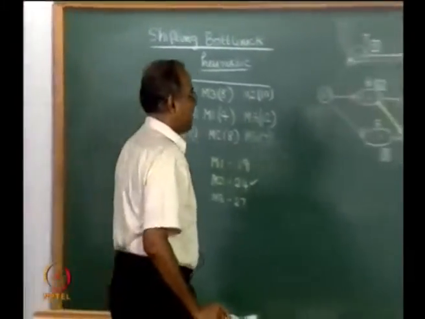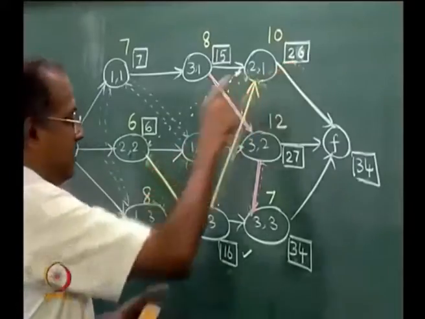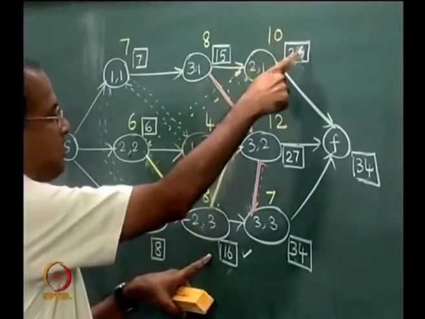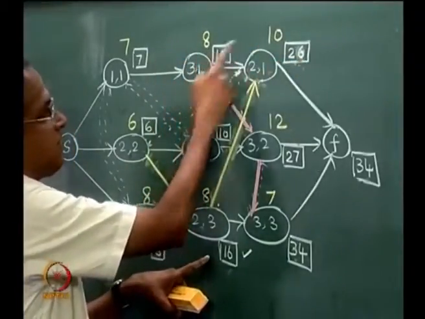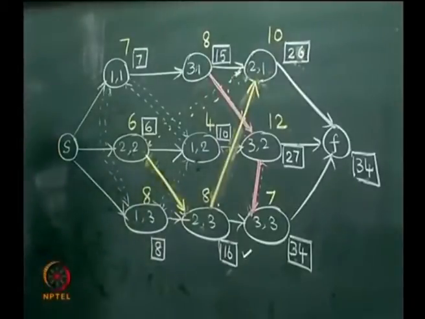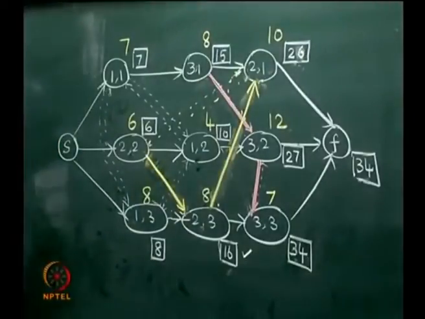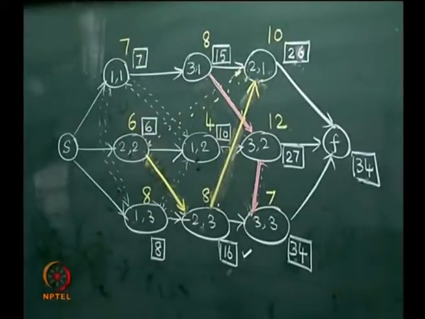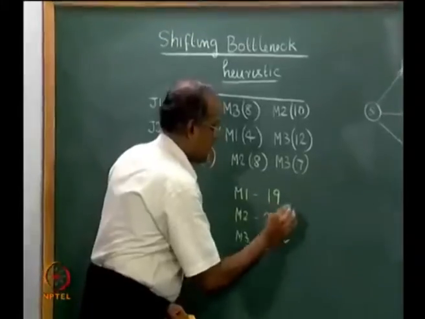The only change in the label is the change here, that this is 16 plus another 10, 26, whereas here it was 15 plus 10, 25 earlier. So, the lower bound does not change with the inclusion of these 2 arcs, but only one of the node labels changes. So, now we look at the third machine, which is M1.